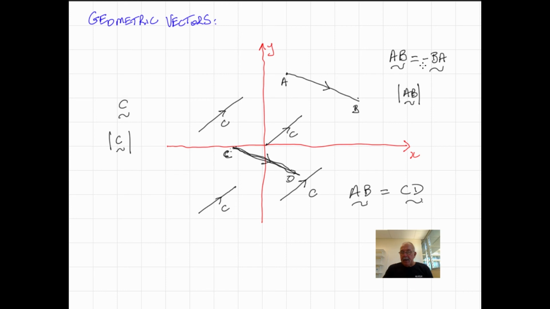How to write a vector. Don't forget to put the little squiggle underneath, and that's how we write vectors.